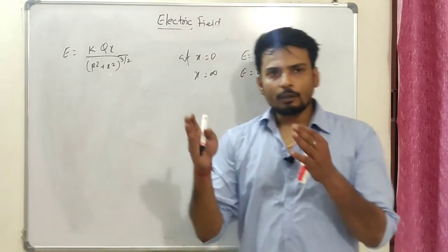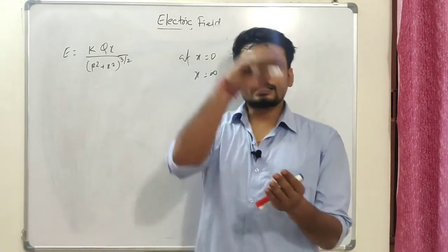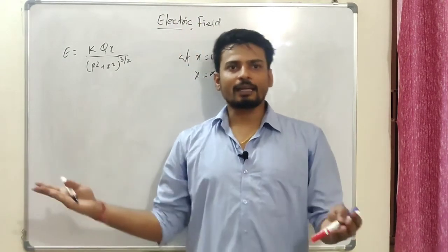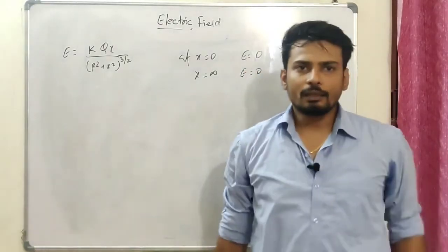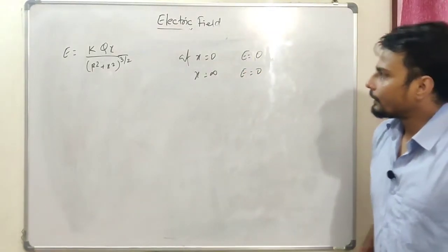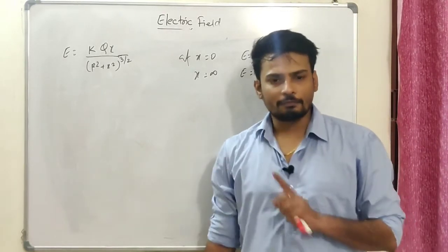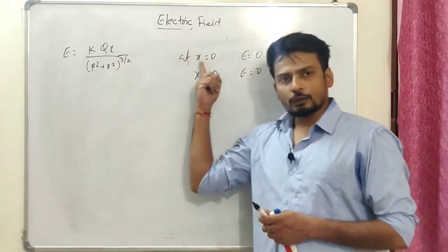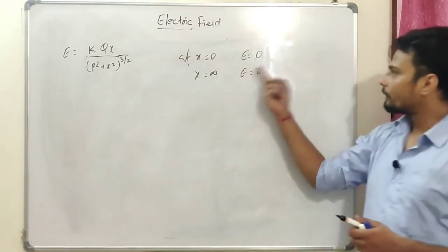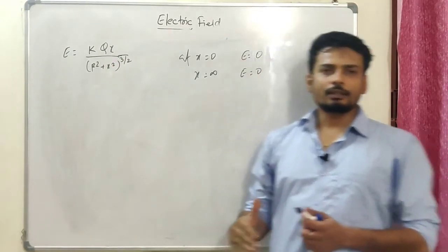It means if it was 0 at the center and at infinity also it becomes 0, it must have achieved some maxima, right? And then came back to 0, isn't it? So we have to find the maximum electric field, and the distance at which the electric field is maxima or minima. Fair enough? So this is the case we need to understand, that at x equals 0 the field is 0, and at x equals infinity also the field is 0. It means somewhere in the middle it must have achieved a maxima.